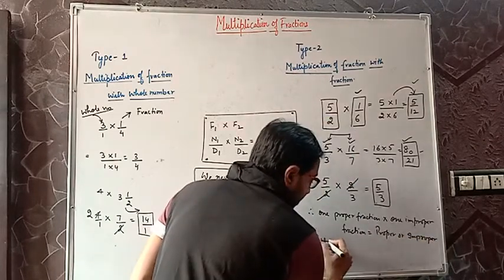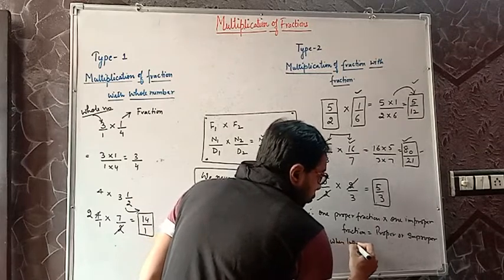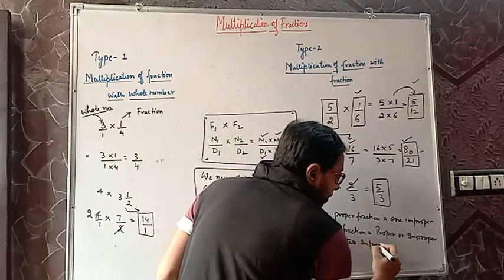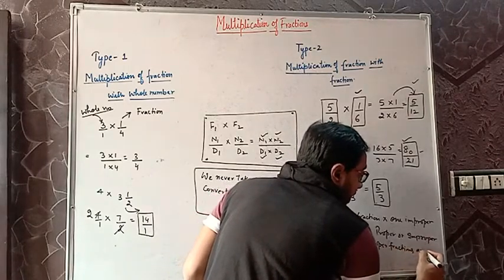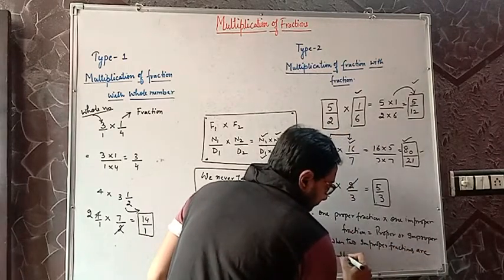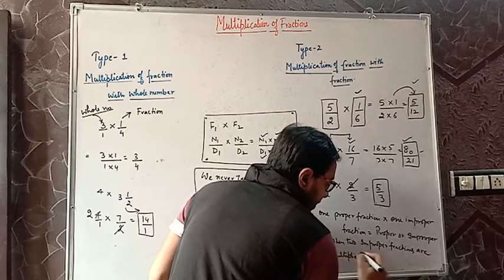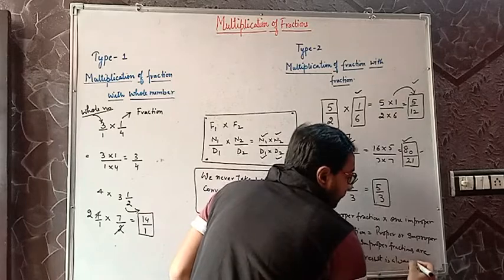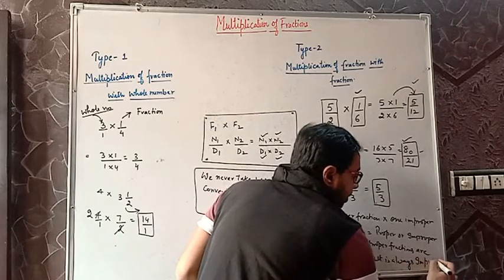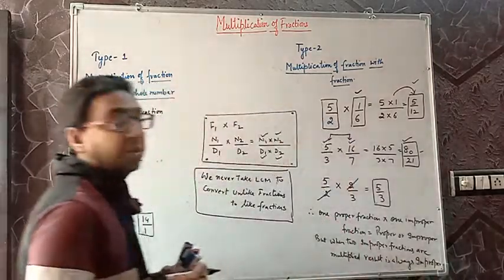But when two improper fractions are multiplied, the result is always improper. Are we clear about this?